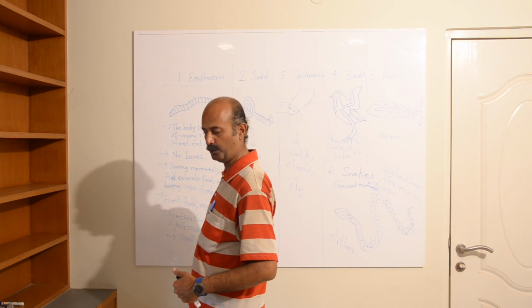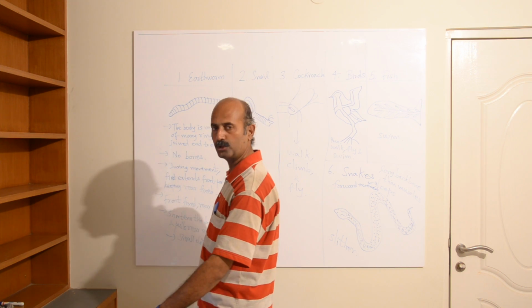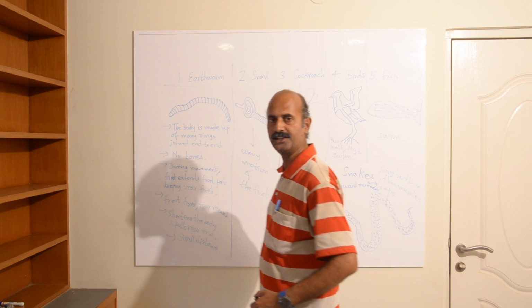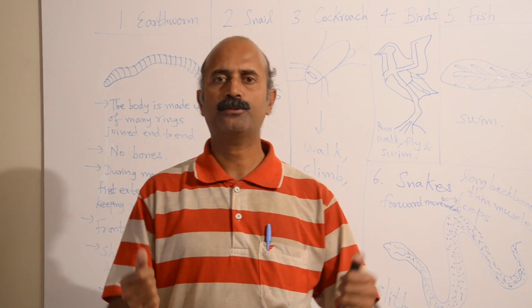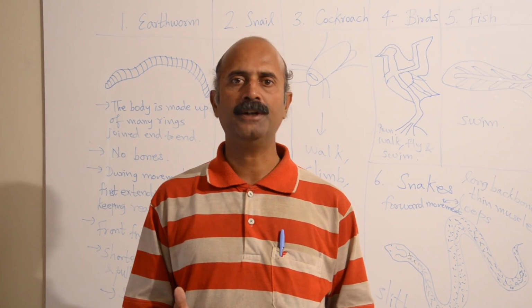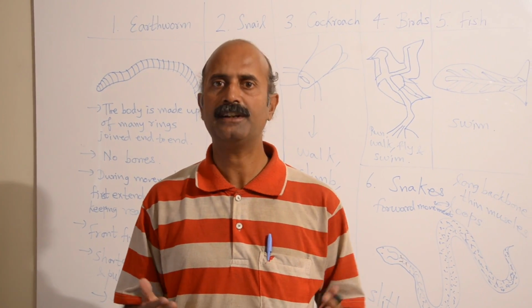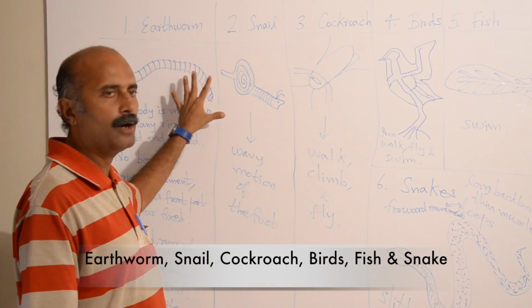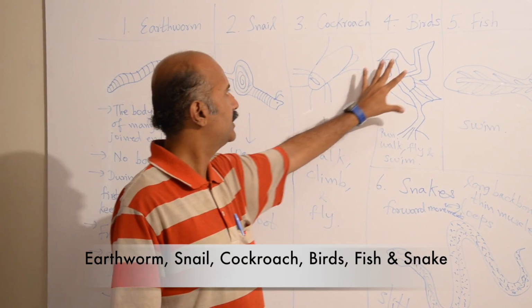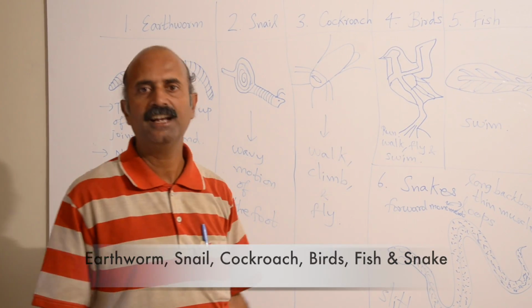Suppose you want to move backward. You put the force over there, and you move like this. So in this way, our body movements occur. Now, let me explain a few body movements of certain animals which we will discuss. So the animals in discussion are earthworm, snail, cockroach, birds, fish and snake.